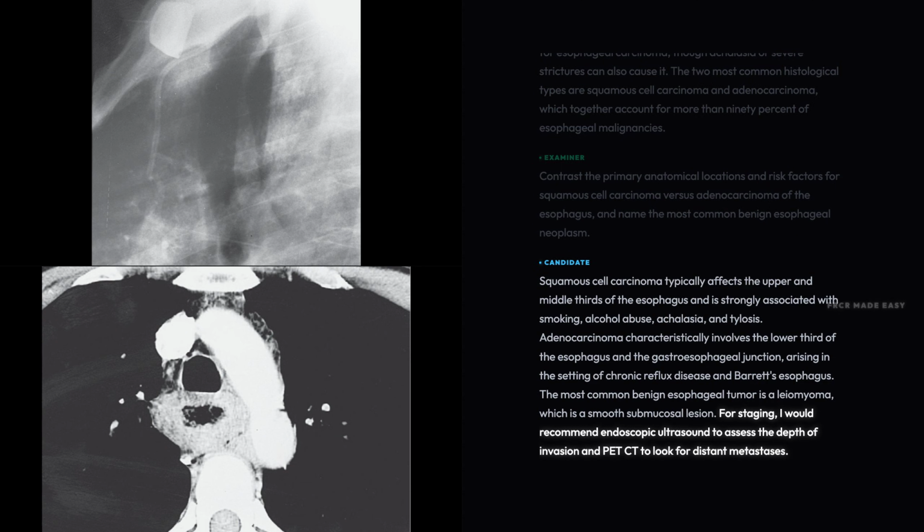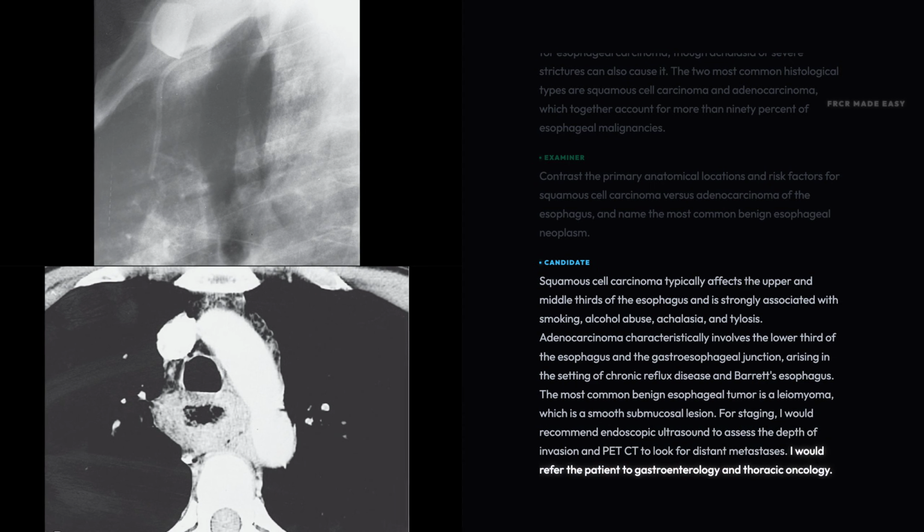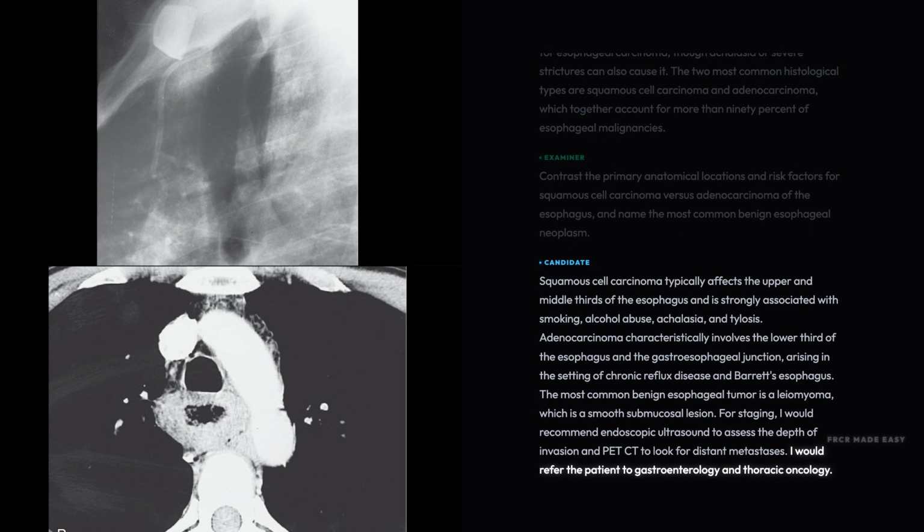For staging, I would recommend endoscopic ultrasound to assess the depth of invasion and PET-computed tomography to look for distant metastases. I would refer the patient to gastroenterology and thoracic oncology.